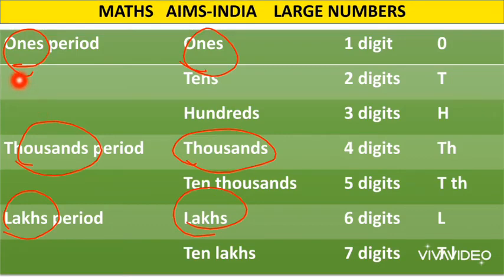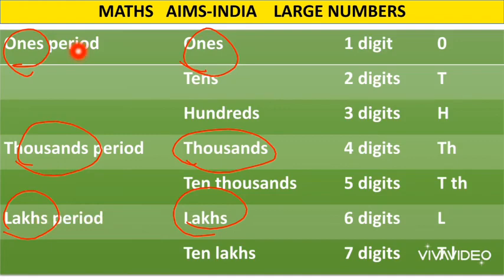Are you looking at this, children? Ones period starts from ones. Thousands period starts from thousands. Lakhs period starts from lakhs. Now what does ones period have? Ones period has three place values, namely ones, tens and hundreds. After that we have the thousands period with the place values thousands and 10,000s. Then we have the lakhs period with the place values lakhs and 10 lakhs.